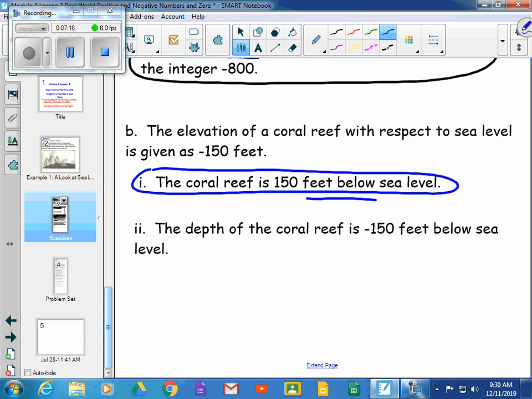The second one, the depth of the coral reef is negative 150 feet below sea level. That one is not correct. Notice it uses two negative parts. So we can correct it by saying, like the first statement, the coral reef is 150 feet below sea level, or we could say the coral reef is at negative 150 feet without using the words below sea level.